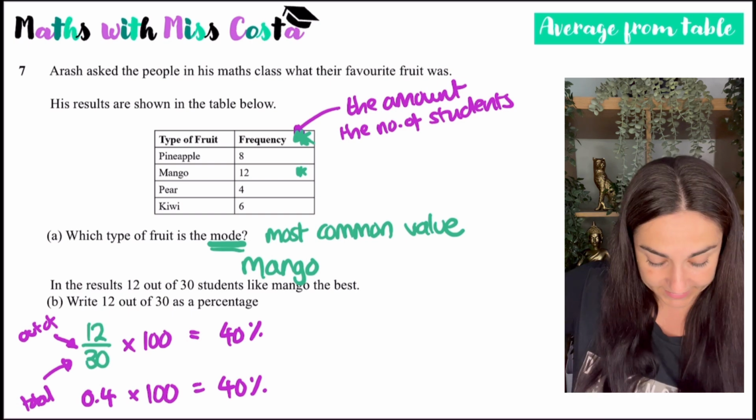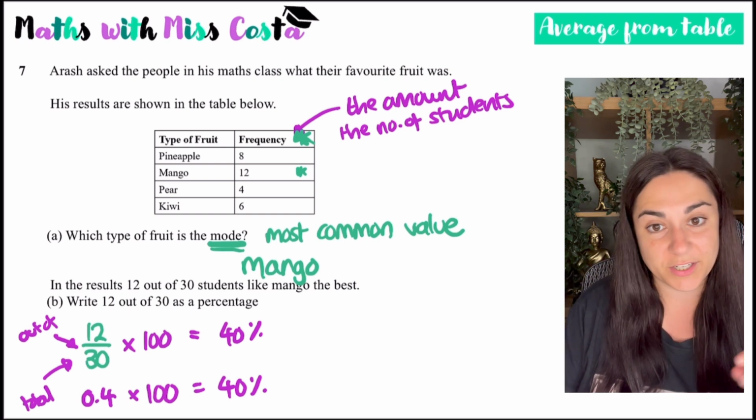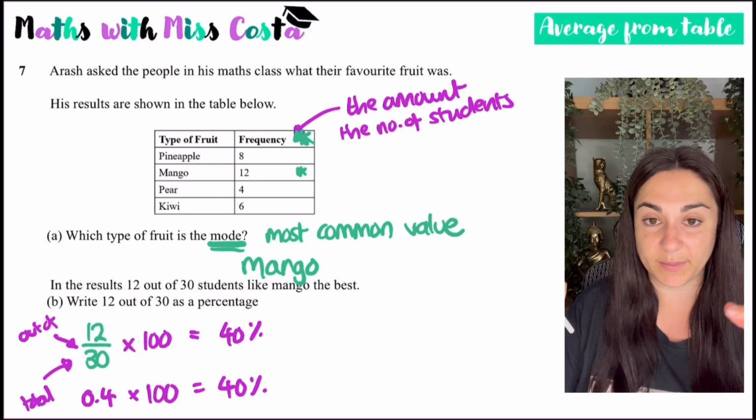So that's how I do that. So fraction to percentage, write it as a fraction into your calculator and times it by 100.